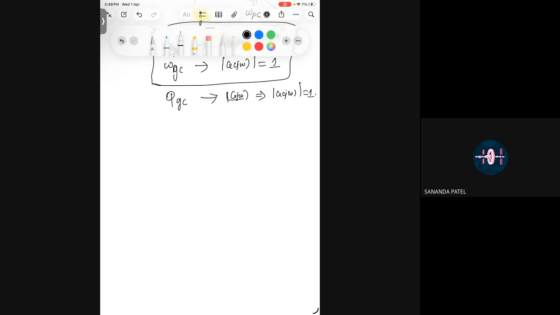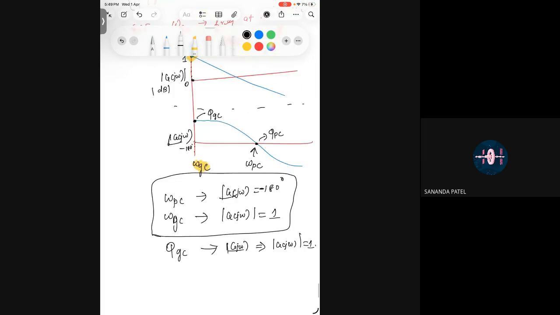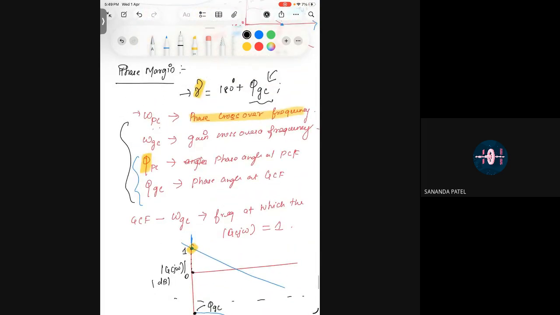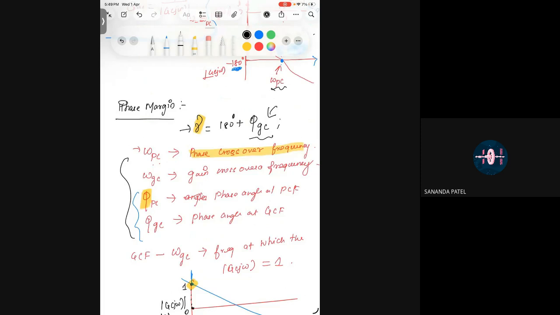Clear. Maybe scroll a bit. From here. Okay. Let me see if I can solve some problem.